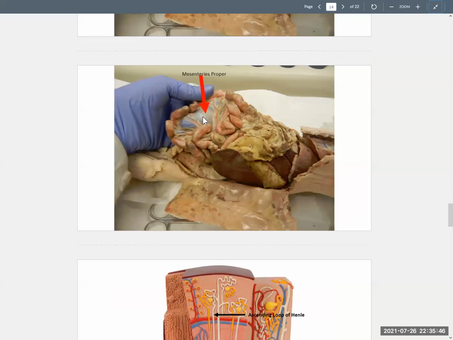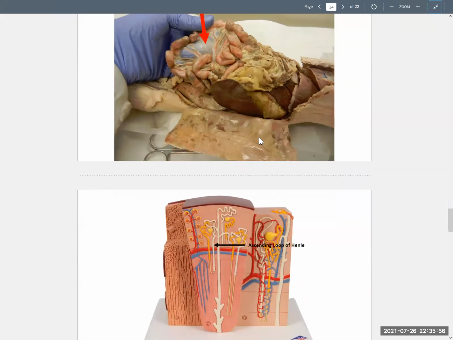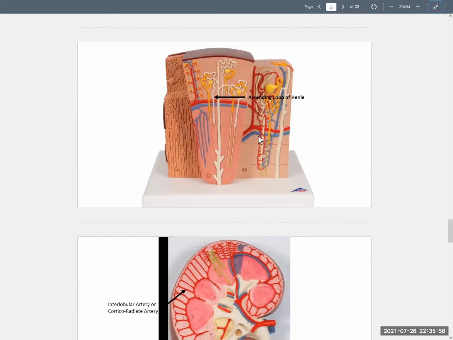Mesentery proper or serous membrane, holding together the parts of the small intestine. Here's the greater omentum. You have to sort of trace this backwards carefully, but you're going out. So this is the ascending loop of Henle, distal convoluted tubule, collecting duct.